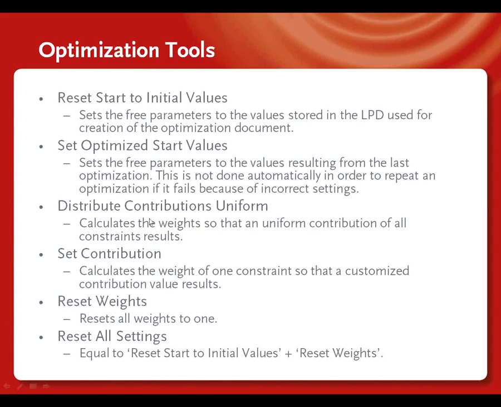There's also one option that is called set contribution. In this case, you just enter a percentage value that is the contribution to the common merit function of a specific constraint, and VirtualLab automatically calculates the required weight so that this constraint has the specific contribution to the common merit function. And at the end, we have also two functions.